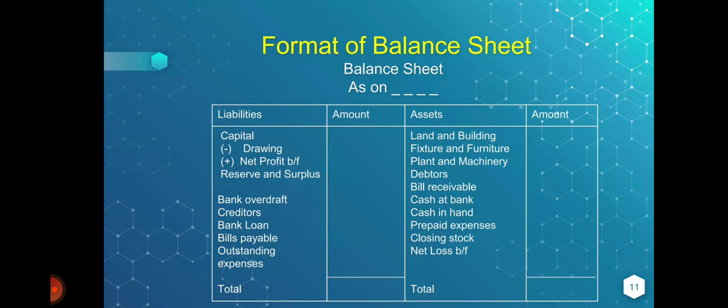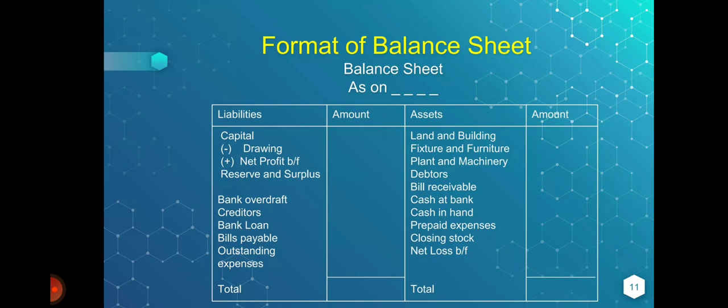Then below that, reserves and surplus has to be entered on the liability side. Then below that, bank overdraft, creditors, bank loan, bills payable, outstanding expenses. So these are the liabilities of the company, and that has to be entered here. Liabilities means the company is liable to pay this amount, or these are the things the company is liable towards. So these are the liabilities.